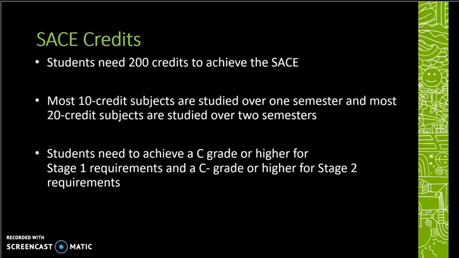Students need to achieve a C grade or higher for their Stage 1 subjects and a C minus or higher for Stage 2 subjects. So at Stage 2, the plus and minus starts to come into their grades and will appear on their SACE certificate at the end of their SACE completion.